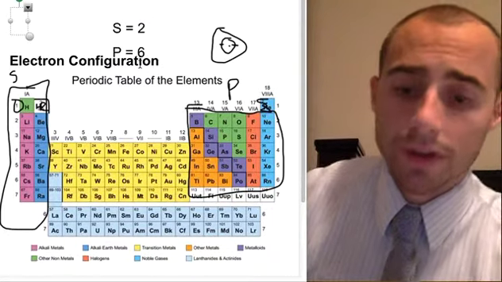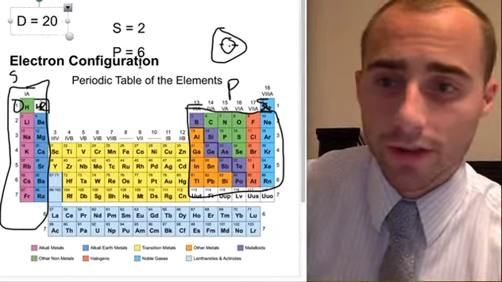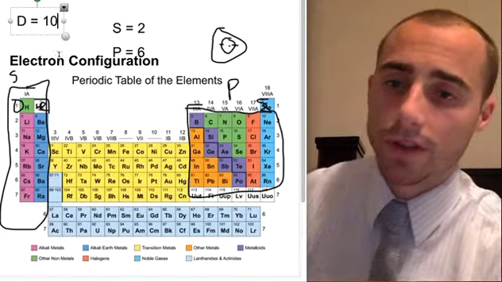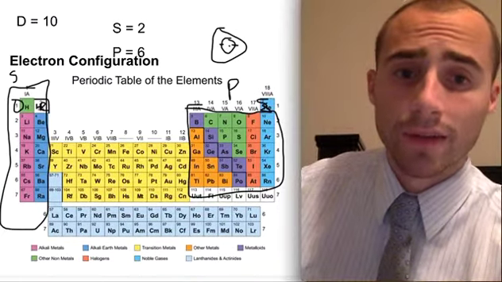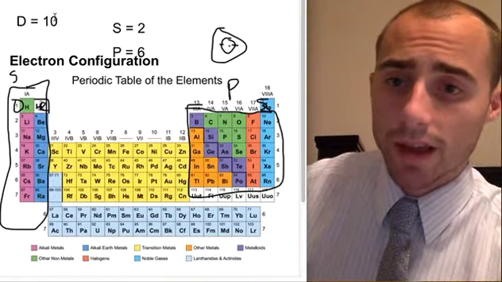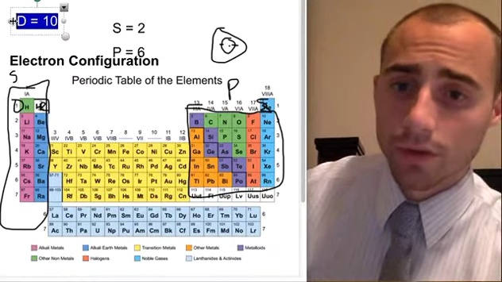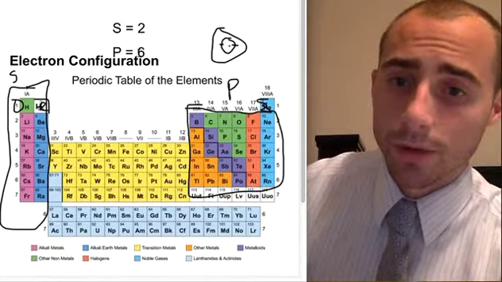And that's all we're focusing on today. I will tell you though, D can hold 10 electrons, and we'll get there eventually. We're not really going to get into F too much. But for today, the main focus: S can hold 2 electrons, P can hold 6 electrons.